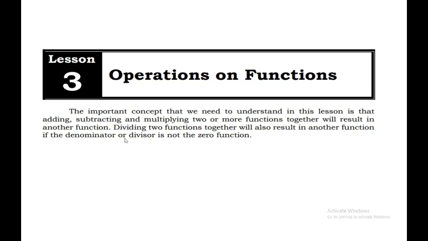Dividing two functions together will also result in another function, if the denominator or divisor is not the zero function. So what is the zero function? The denominator or the divisor should not be zero, or it must not be the zero function.